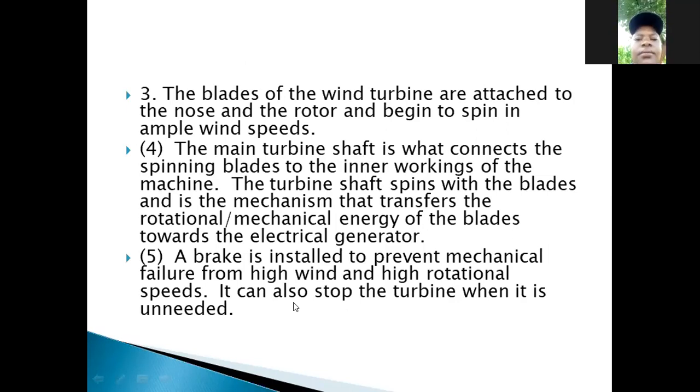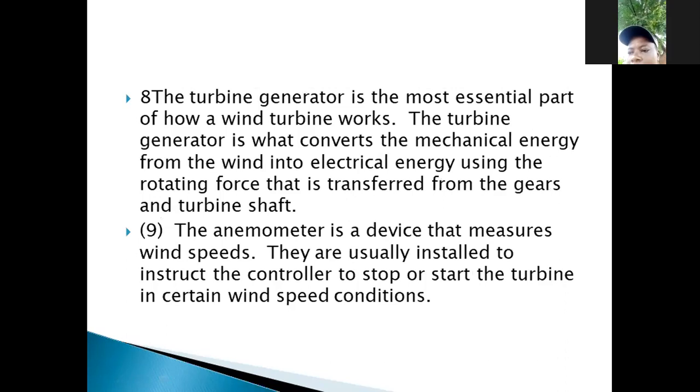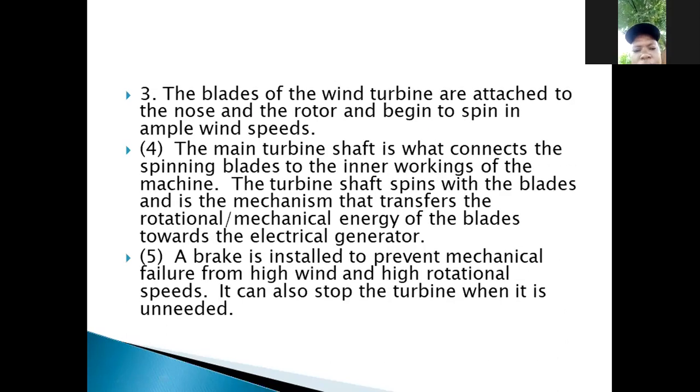Sometimes the wind can be very, very high. So the brakes are put in there so that when the speed exceeds a particular limit, it can disconnect it from the turbine to prevent mechanical failure. And then from there, the key thing again is the wind generator, number 8 here.